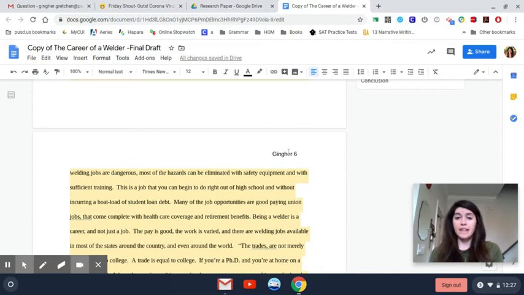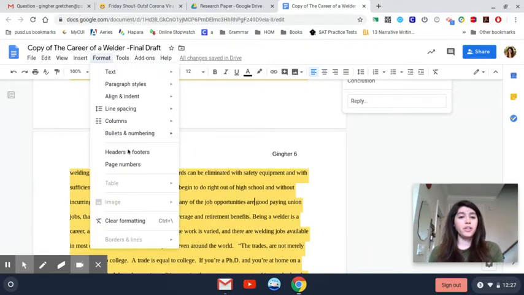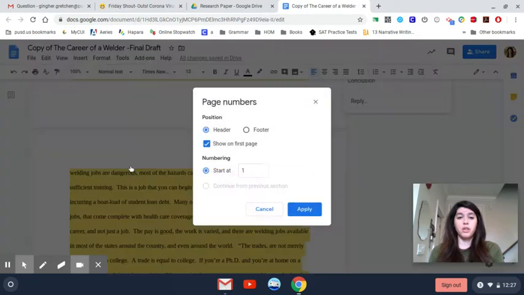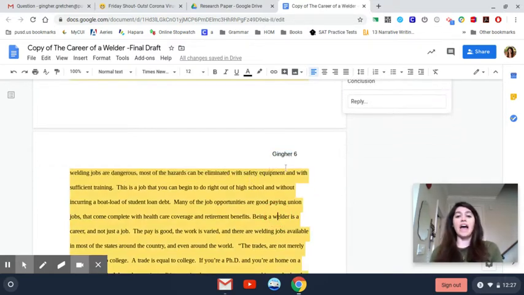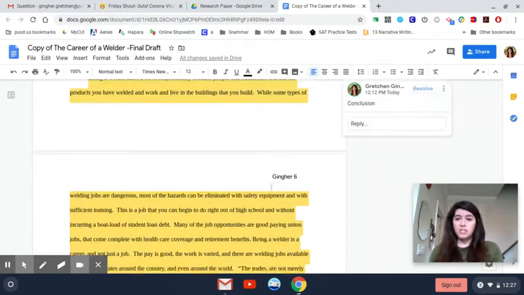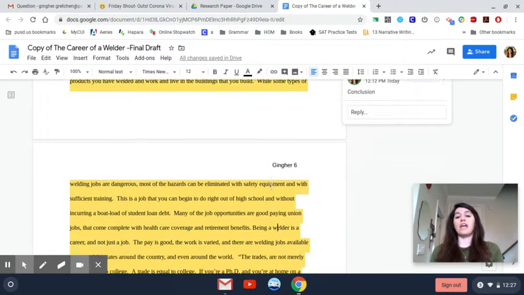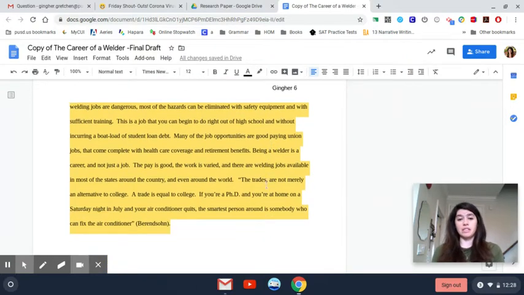Some other little formatting things I want you to take note of: you need to make your headers. If you go up to Format and come down to Page number, you're going to choose Header, start at 1, and then apply. Then you click up here, it should already have those numbers, and you're going to put your last name on there. Right now I didn't put my students', but I put my last name on there. I should see that in your header. Again, this paper should be 5 to 8 pages, and this hit right in the middle at 6 pages.